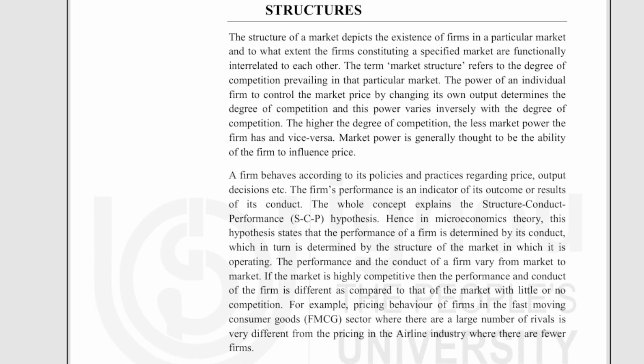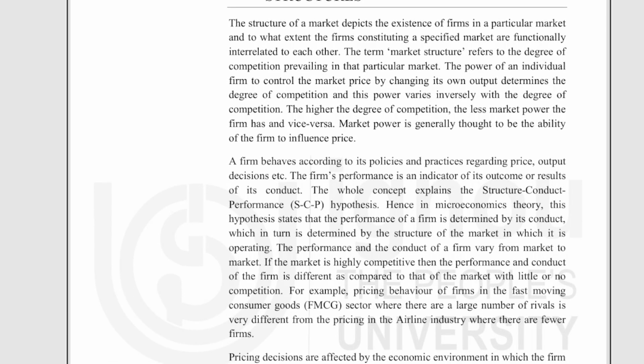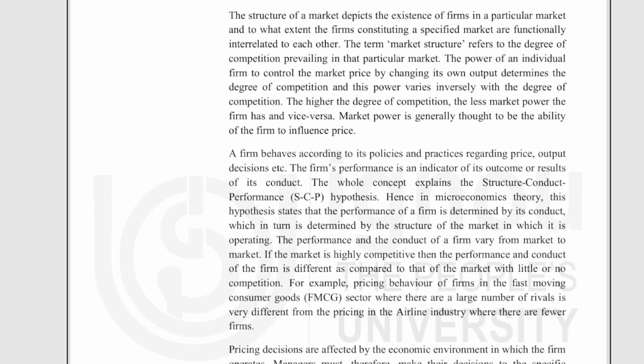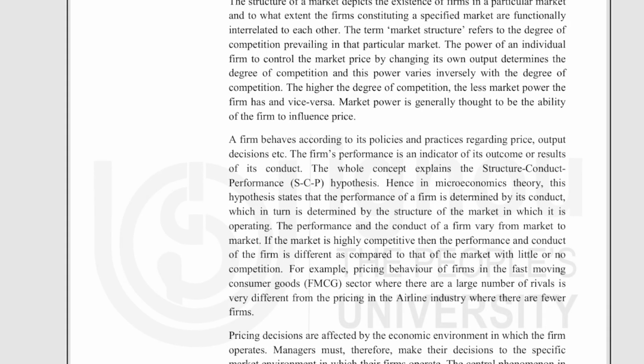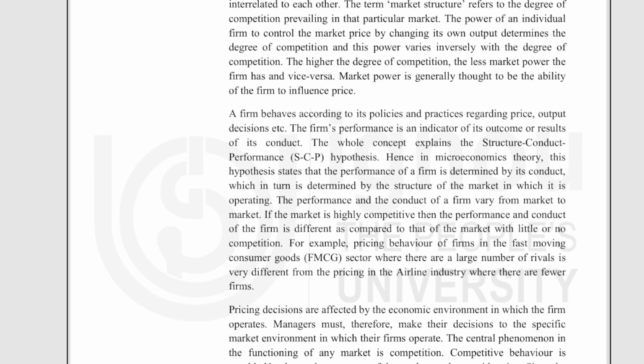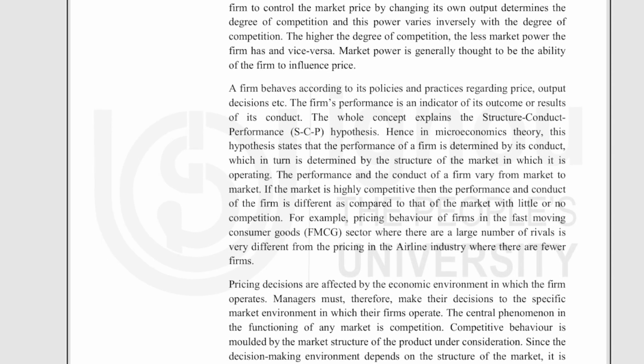So what is classification of market structure? Today we will discuss the structure of a market, which depicts the existence of firms in a particular market, and to what extent the firms constituting a specified market are functionally interrelated to each other. The term market structure refers to the degree of competition prevailing in the particular market. The power of an individual firm to control the market price by changing its own output determines the degree of competition, and this power varies inversely with the degree of competition. The higher the degree of competition, the less market power the firm has, and vice versa.